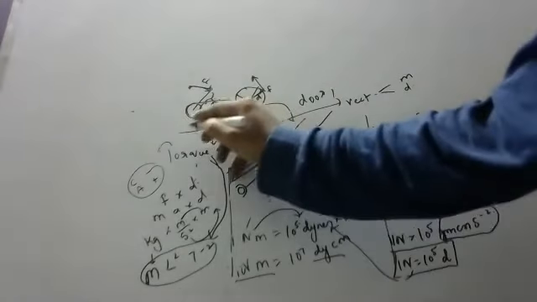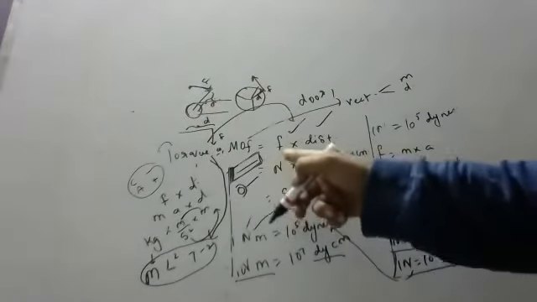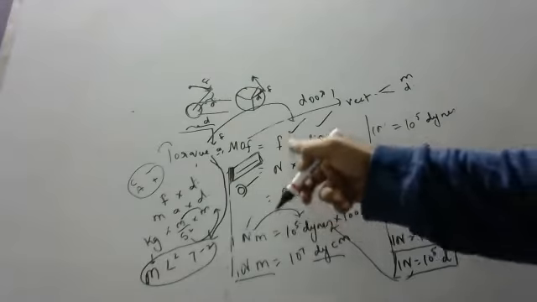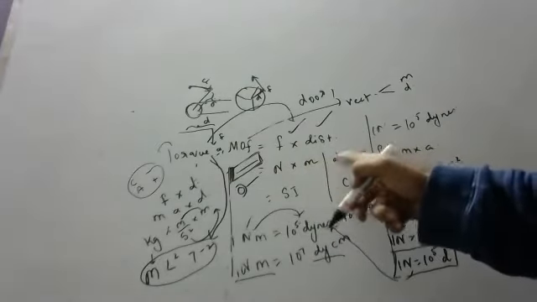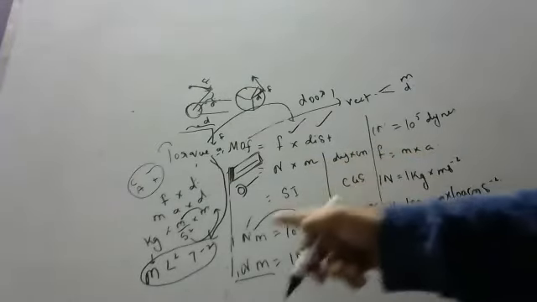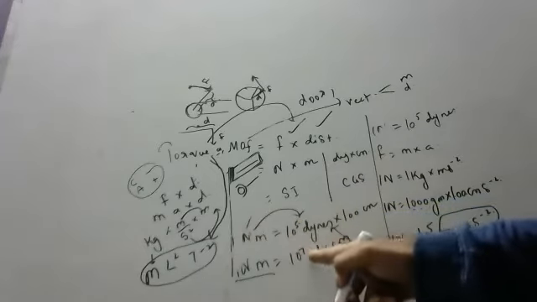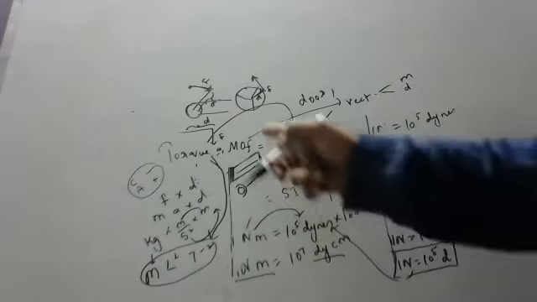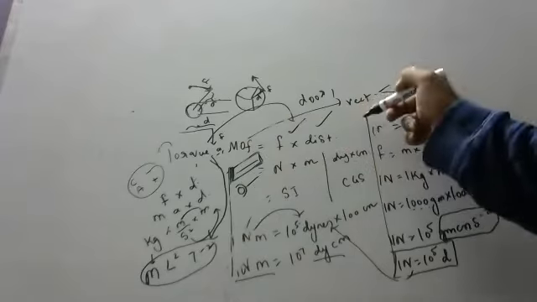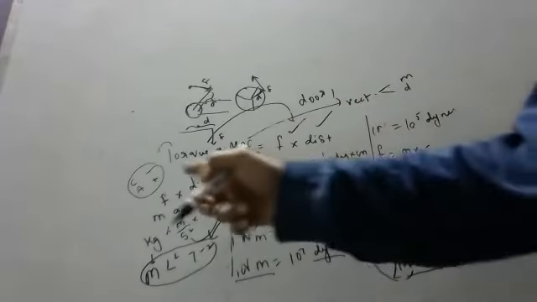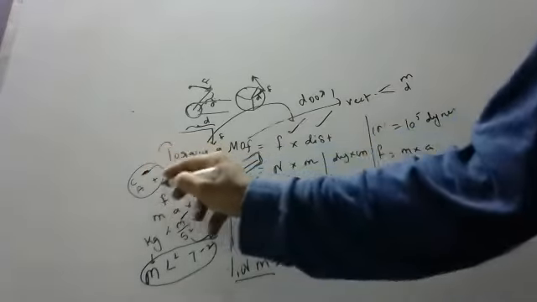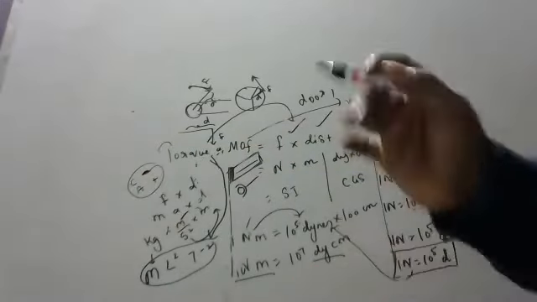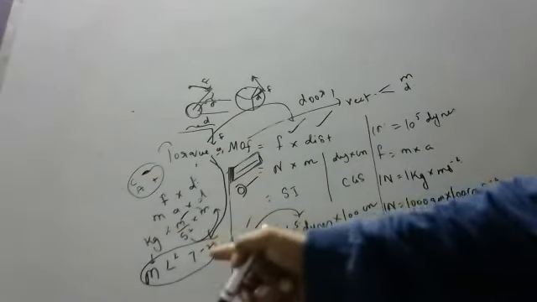is force into distance. Force is in newtons and distance is in meters, or force is in dynes and distance is in centimeters. This is SI, this is CGS. 1 Newton meter is 10 to the power of 7 dyne centimeter. It is a vector, which means it has magnitude and direction. Clockwise we take as negative, anti-clockwise we take as positive, conventionally. And the dimensional formula of torque is ML squared T to the minus 2.